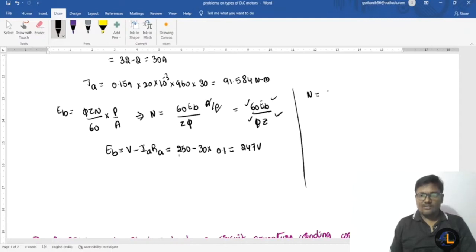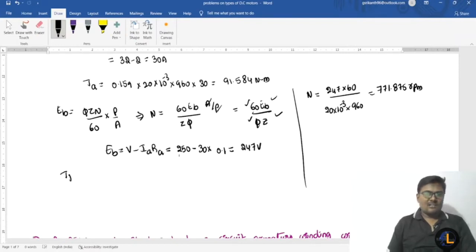Substitute here, then N is equal to 247 into 60 divided by 20 into 10 to the power of minus 3 into the number of conductors 960. Then finally I got it as 771.87 rpm.